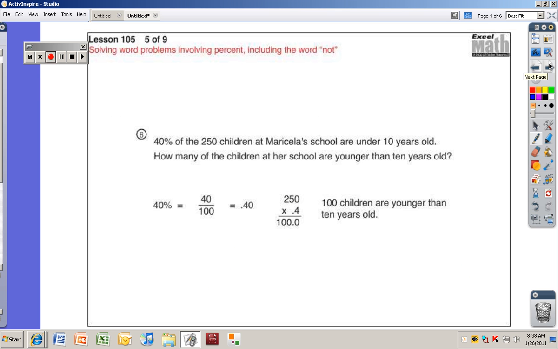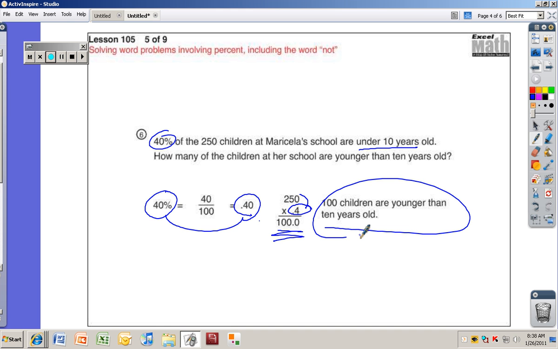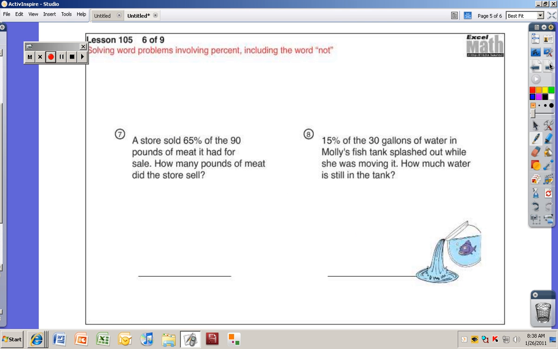All right, here's number 6. 40% of the 250 children at Maricella's school are under 10 years old. How many of the children at school are younger than 10 years old? 40% are under 10. So what we want to do is find what 40% of 250 is. The way we do that is we change 40% into 0.40 and multiply 0.40, or the 0 is meaningless, times 250. 0.4 times 250 is 100. So 100 children are younger than 10 years old. You might want to rewind the video and watch me explain that again if that was a little tricky for you.